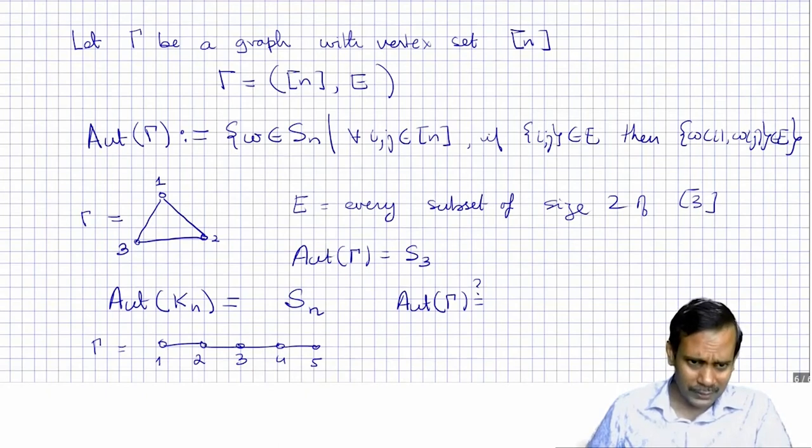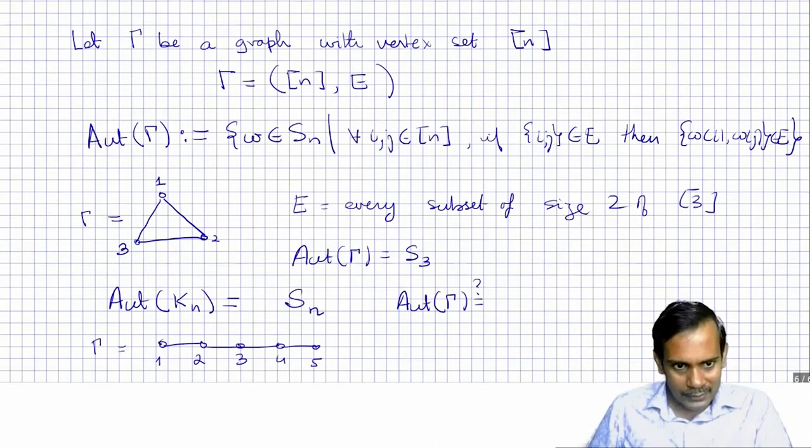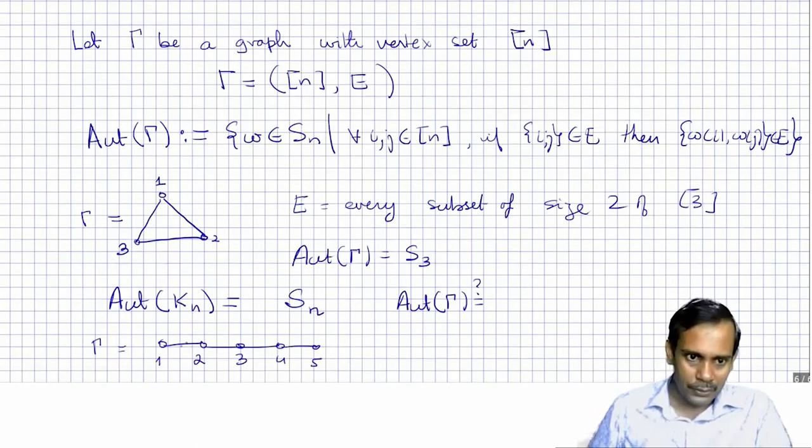because it has to go to something next to 1, but then if 2 goes to 3, then the only thing you can do is send 3 to 4 and 4 to 5, but then there's no place to send 5 because 4 is already taken up. So 1 cannot go to 2. Basically, intuitively what it's saying is that 1 has only one neighbor, whereas 2 has two neighbors. And so any symmetry which preserves this graph structure cannot take a point with only one neighbor to a point with two neighbors. So 1 can only go to 1 or to 5.